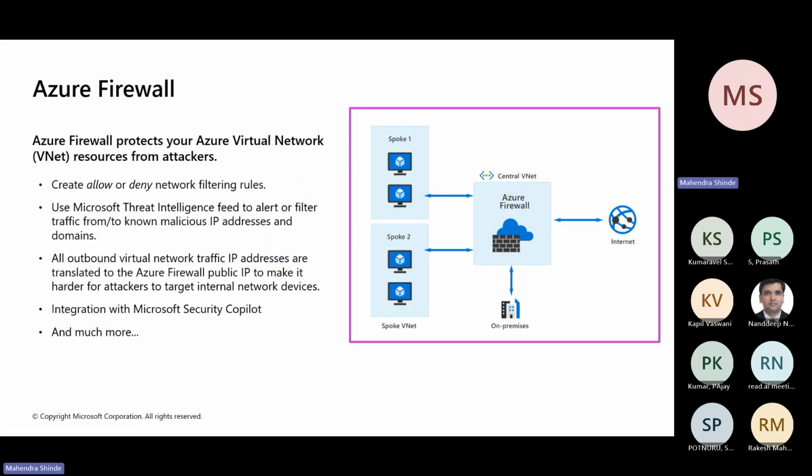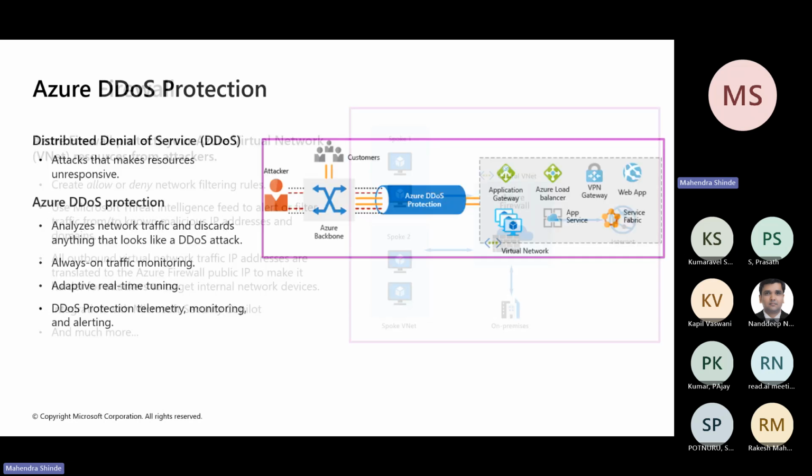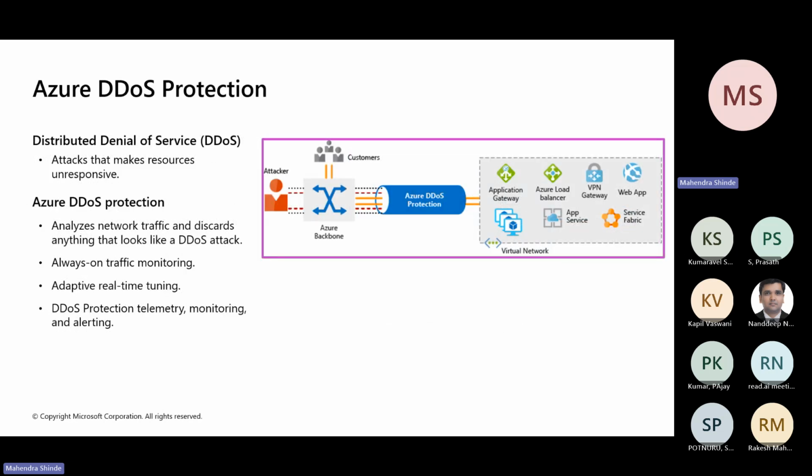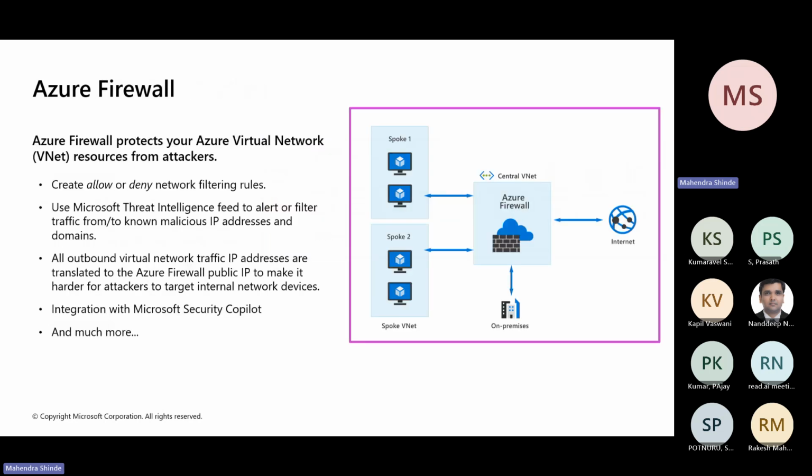Another is Azure Firewall. So DDoS protection is a very basic service which will just monitor the traffic and automatically eliminate the suspicious traffic. Firewall, on the other hand, gives you more control over how you wish to monitor and how you wish to filter that particular traffic.